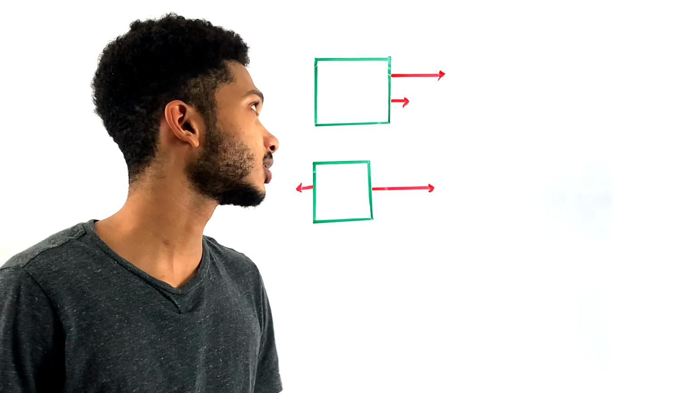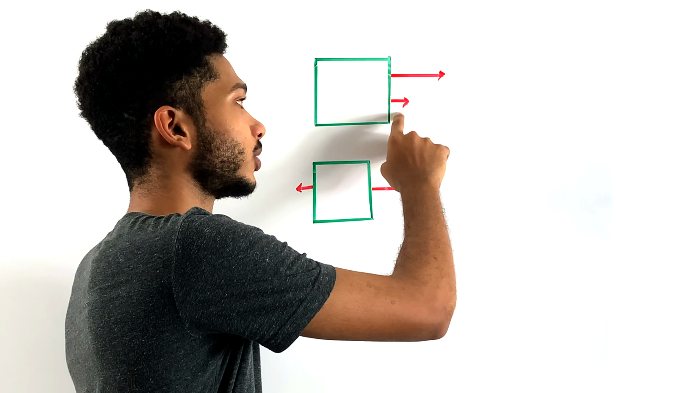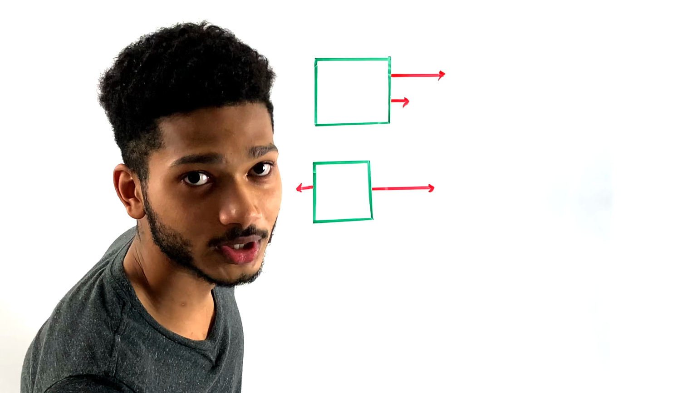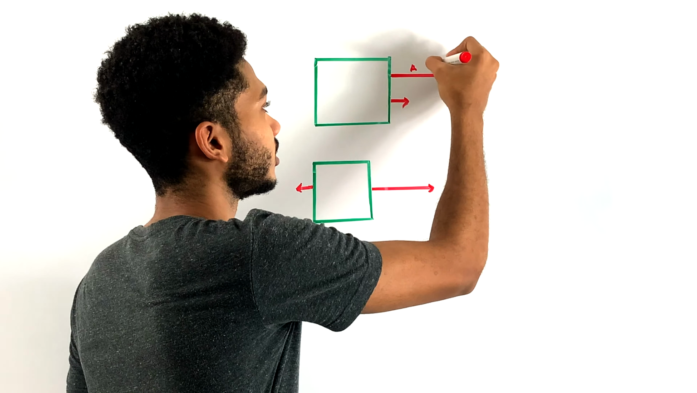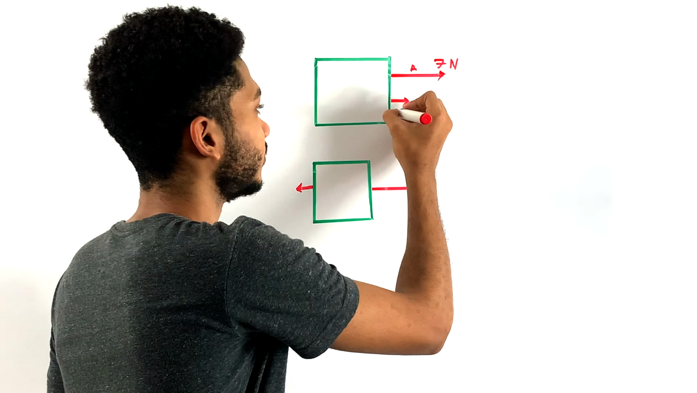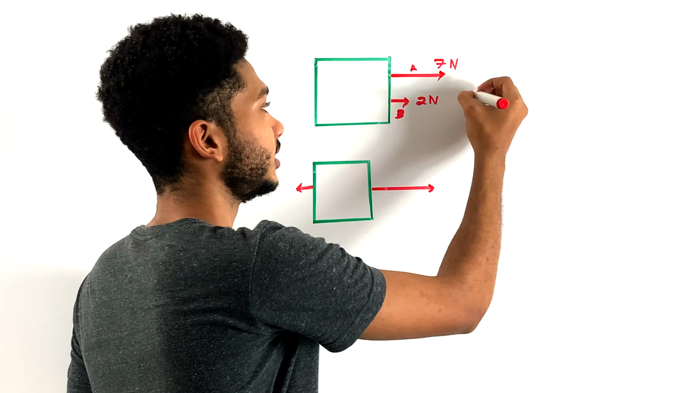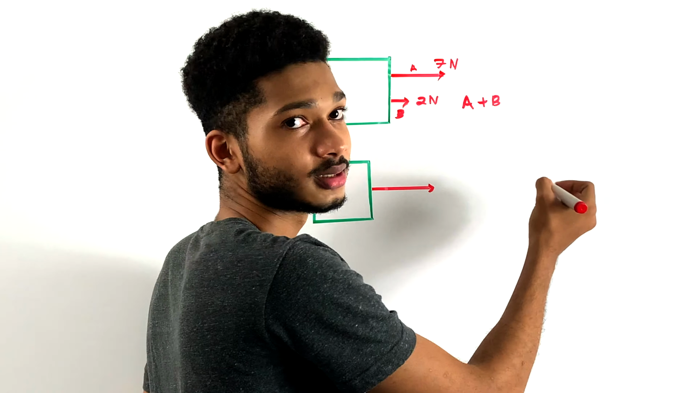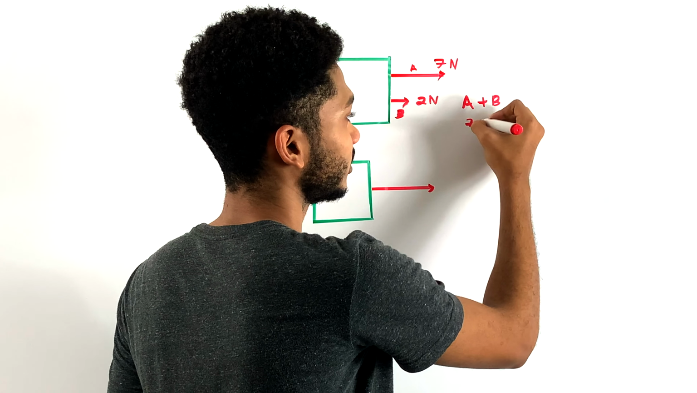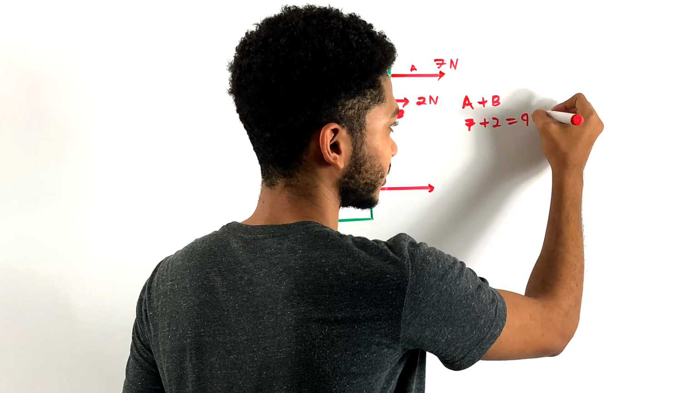Now we will move on to parallel and anti-parallel vectors. When vectors are parallel, you add them to find the resulting force acting upon the object. So for example, let's call this vector A, and it has 7 newtons of force. And vector B has 2 newtons. The resultant vector will be vector A plus vector B, which will be equal to 7 plus 2, which is 9 newtons.